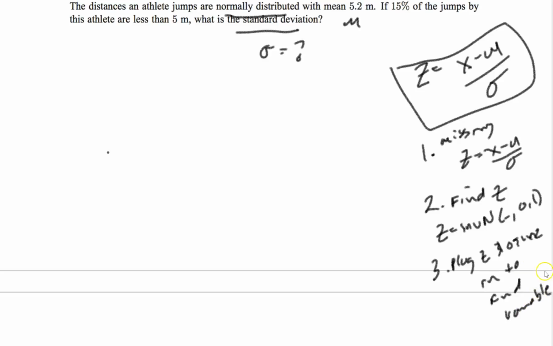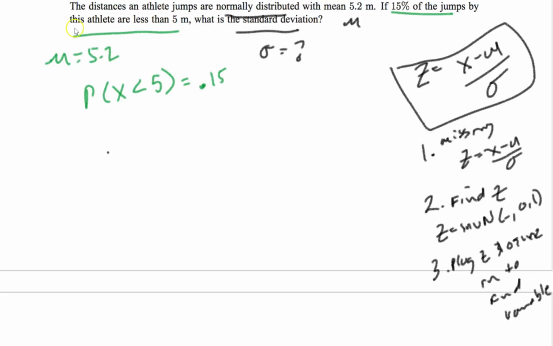So that's the steps. It's 3 steps, right? First, we write down the formula. Good, we check, got that. Next, we got to find z. So let's look at what we have here. We have our mean. And we have this thing. If 50% of the jumps by this athlete are less than 5 meters with standard deviation, this is important. What does that say? That says the probability that the person jumps less than 5 meters is 15%. Hugely important.